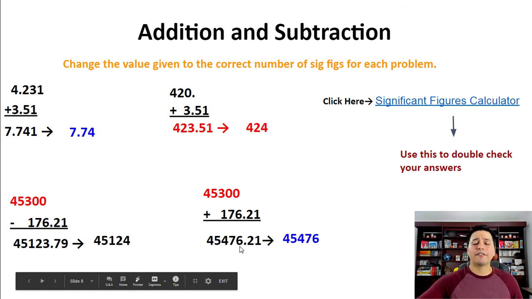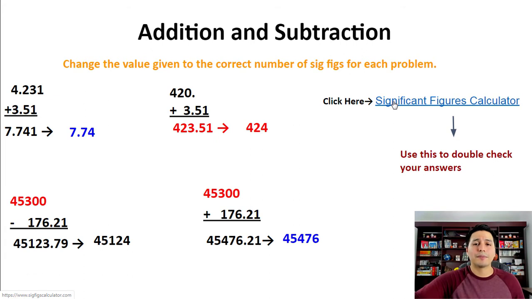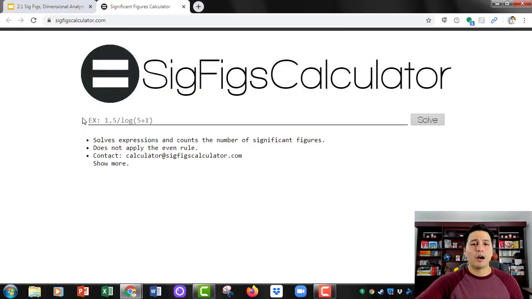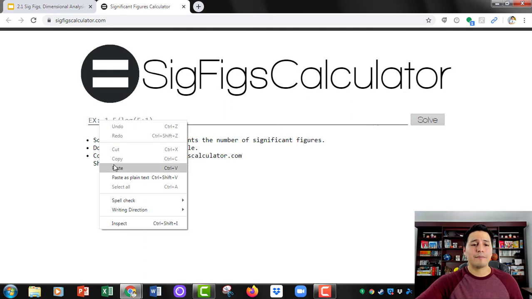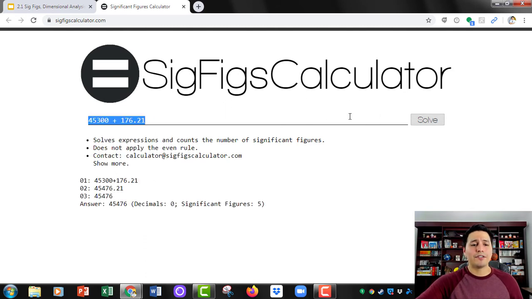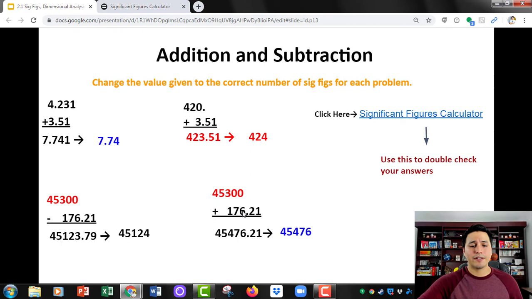Now, I included a significant figure calculator here, and the reason why I included it is because when you first start off practicing the problems, it might be beneficial to check your work by using it. Alright, so in this case, let's go ahead and see if I get the same value. I'm going to paste that last problem from the previous slide, and you're going to see that when you add the 2 up, your final answer is going to be 45,476. Let's compare that to our other answer. In this case, you're going to see that they're the same.